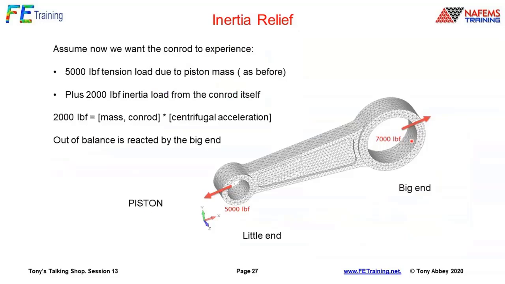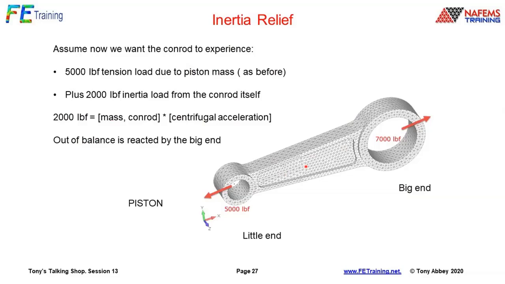That's going to be reacted at the big end. But then we've got the inertia contribution of, let's say, centrifugal acceleration of the Conrod itself. It develops a body inertia load. And if I say that body inertia load is 2,000 pound force, which is basically the mass of the Conrod times the centrifugal acceleration, Newton's second law, force equals mass times acceleration, I've got an outer balance at the big end reacted by the inertia contribution coming from the Conrod.